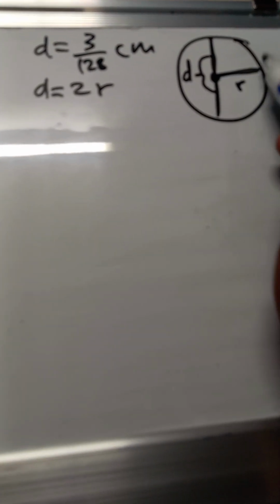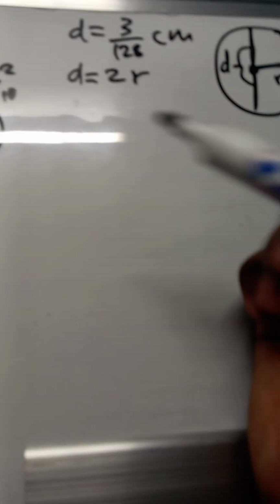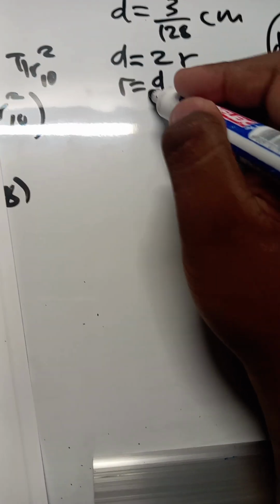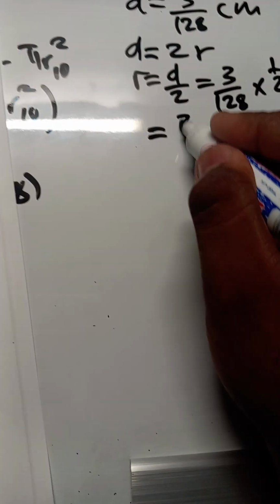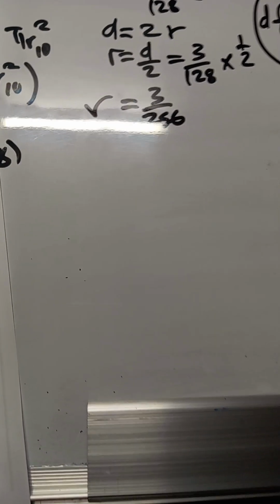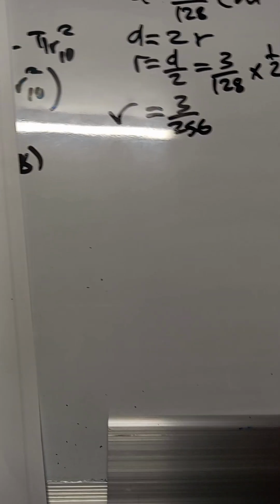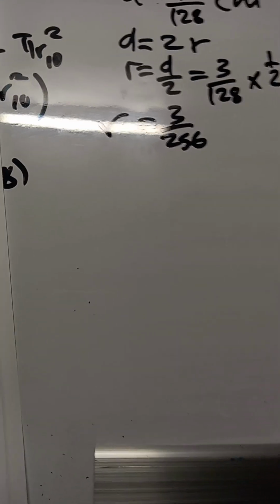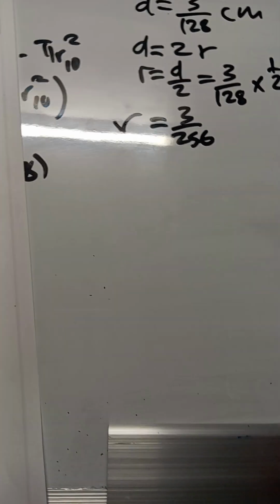You know that the diameter is equal to 2 times the radius, because the radius is the line from the center to the circumference, 2 times that. So the radius is just going to be the diameter over 2, which is the same as 3 over 128 divided by 2. It is the same as times 1 over 2, which is equal to 3 over 256, which is my radius there. Since I have it, now they want the circle that has the diameter of that, right?